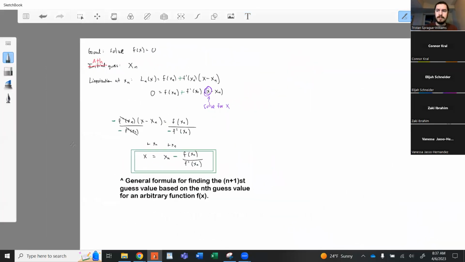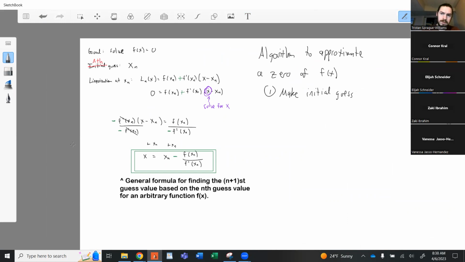So now the algorithm just looks like this. Algorithm to approximate the, or a, 0 of f of x. It looks like this. 1, make initial guess. x0 equals blank. Plug that in. 2, calculate next guess.